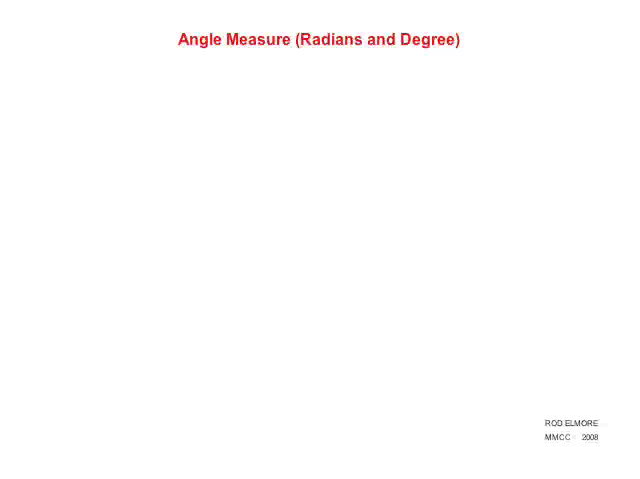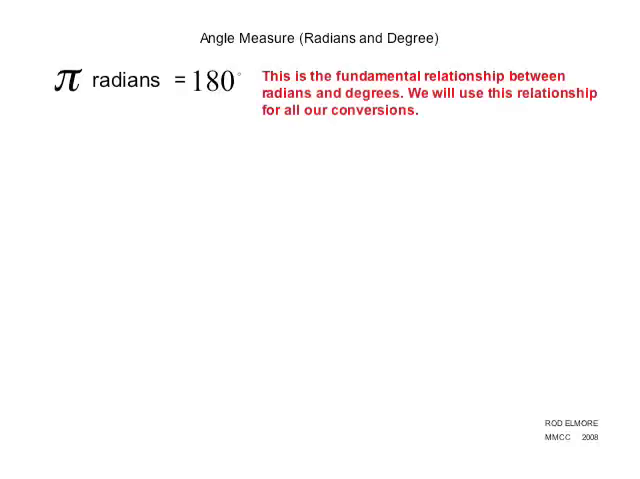Angle measure, radians and degrees. Pi radians equals 180 degrees. This is the fundamental relationship between radians and degrees. We will use this relationship for all our conversions. It's really important that you just memorize this, that pi radians equals 180 degrees.